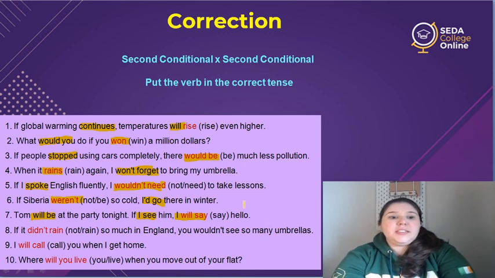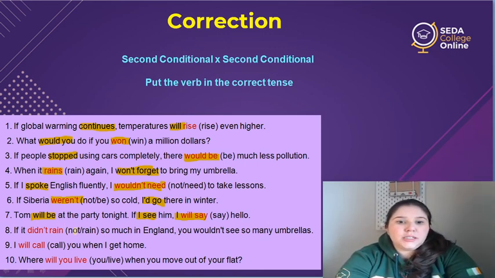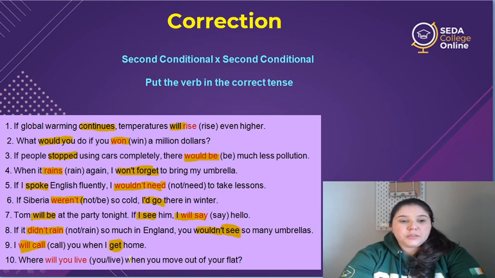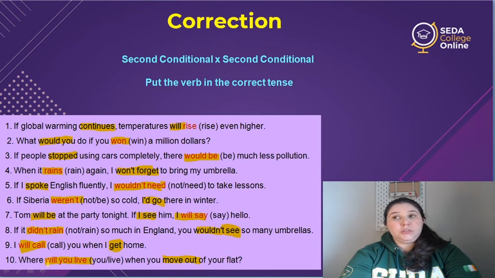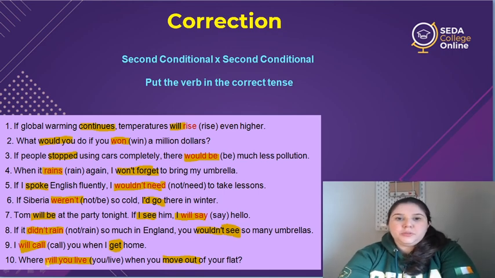8. If it didn't rain so much in England, you wouldn't see so many umbrellas. So wouldn't see. So here we completed with the past simple in the negative form. 9. I will call you when I get home. Get is present simple, will call. And the last one, where will you live when you move out of your flat? So move out is in the present simple, will you live? Question form for the future.